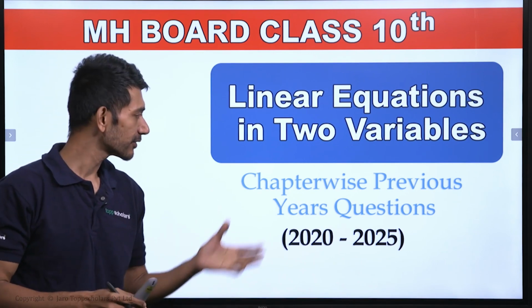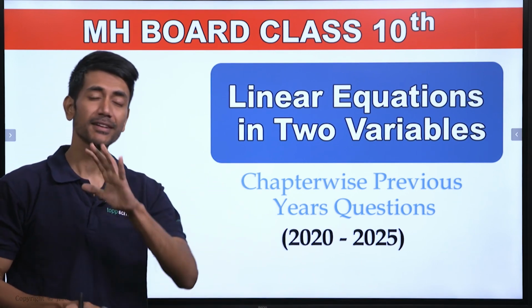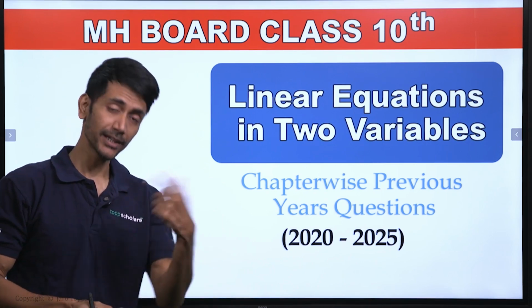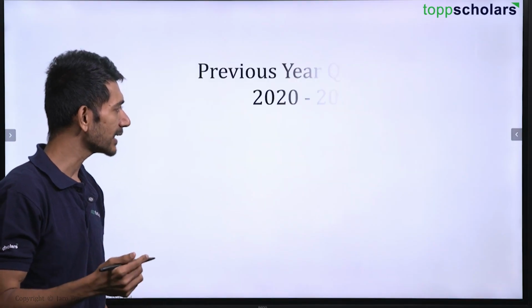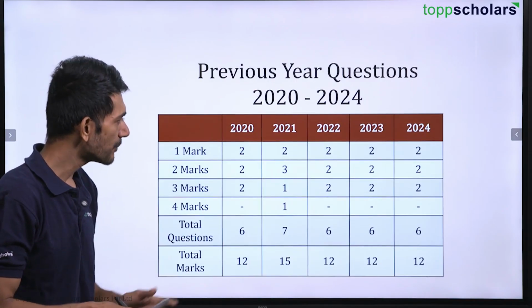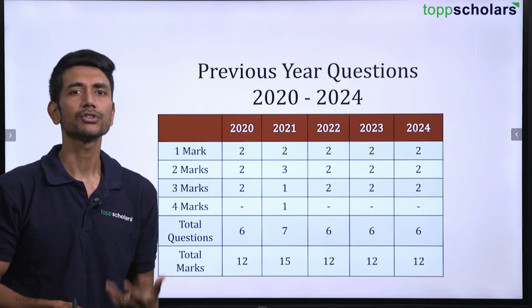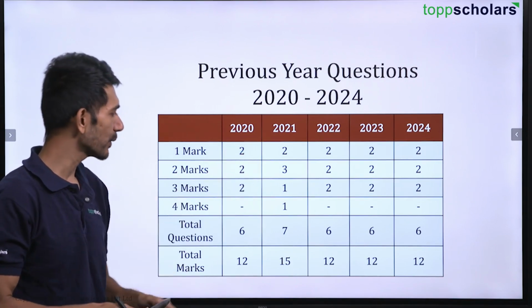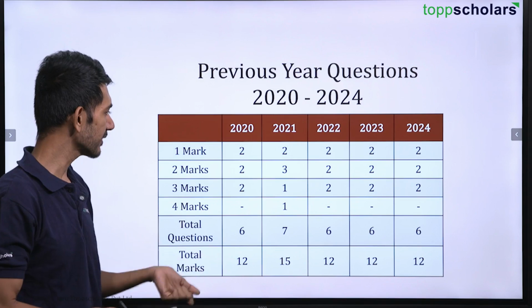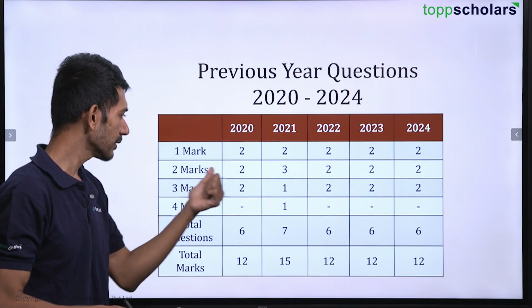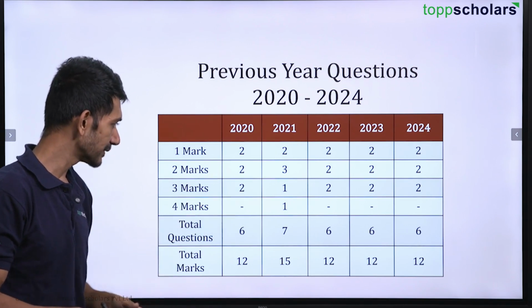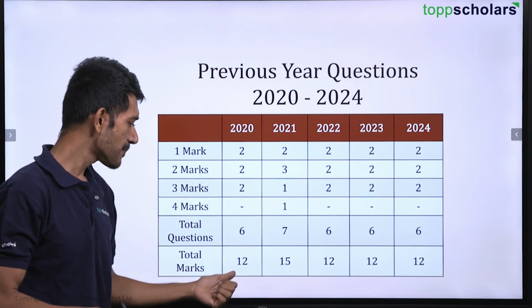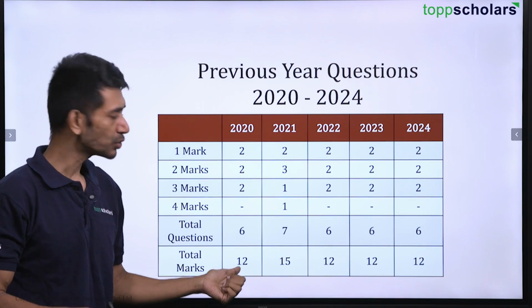We are going to discuss previous year questions basically from 2020 all the way to 2024. So in this particular chapter, let us try to understand the weightage and analyze how many questions were asked from 2020 to 2024. In the COVID season, you can see there was one 2-marker, two 2-markers, and two 3-markers basically. So total 6 questions were asked and almost the weightage was 12 marks.